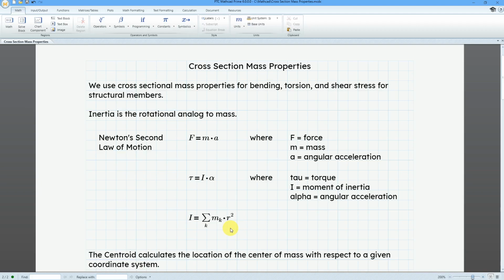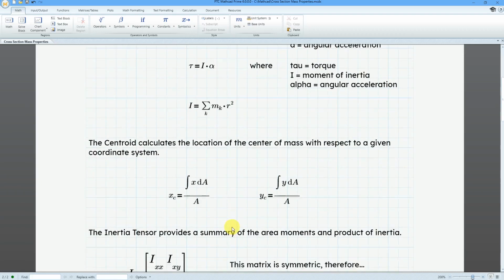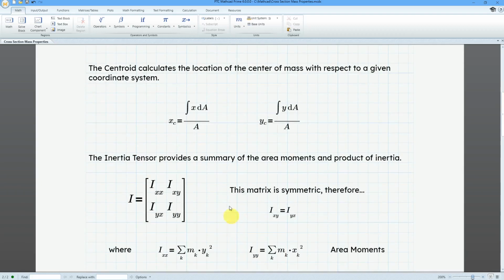those masses. And the way that you calculate the moment of inertia is with respect to a given location in your model. Very often, this is done with respect to the centroid, and the centroid is the location of the center of mass with respect to a given coordinate system. And you have formulas that you can use for calculating the center of mass in the x and the y directions for a cross section.